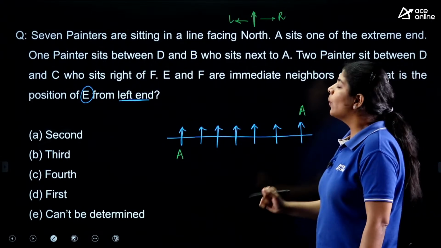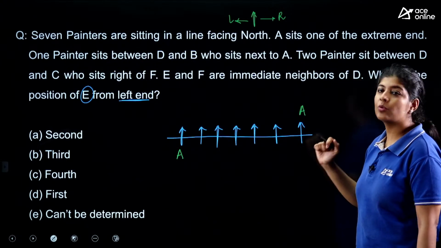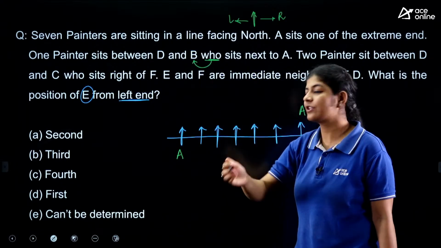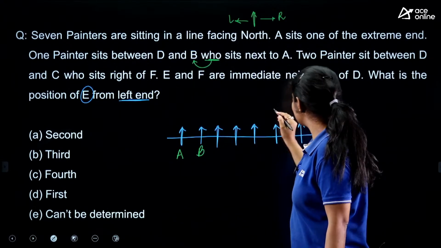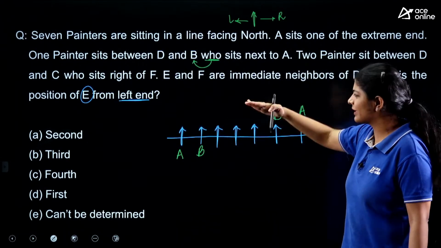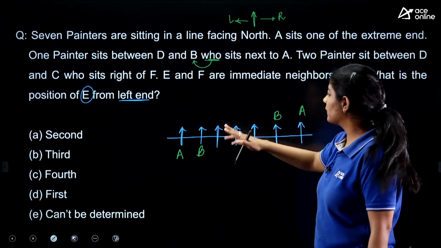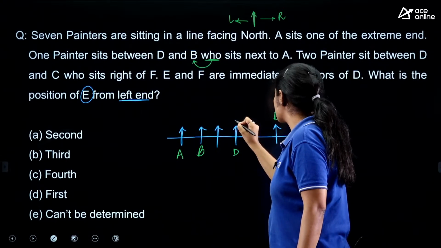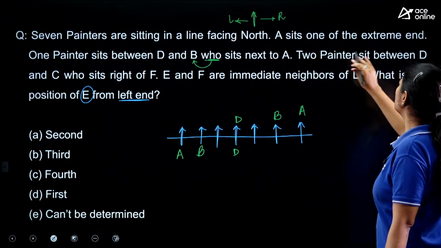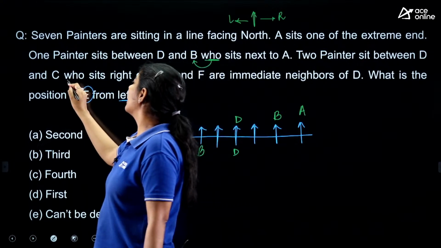Okay. One painter sits between B and D, who sits next to A. Now this "who" refers to B. That means B is sitting next to A. So here we have case number 1 and case number 2. So there's one painter sitting between B and D. Here this is the position of D in both cases. Clear? Next.